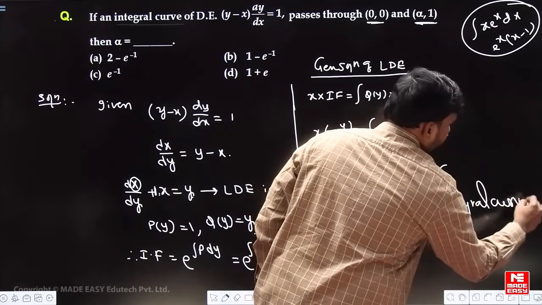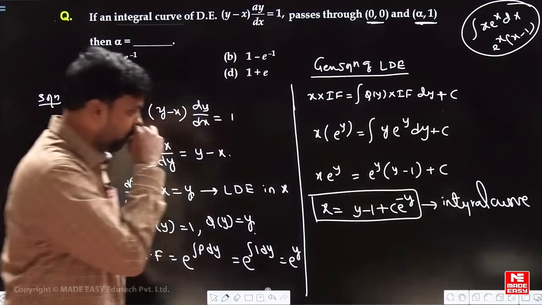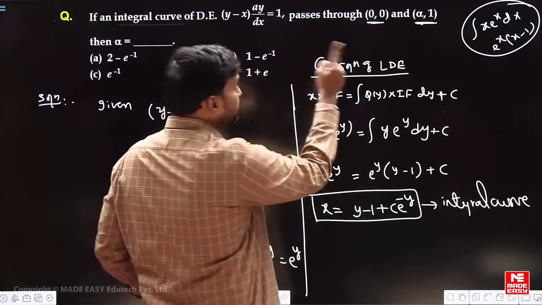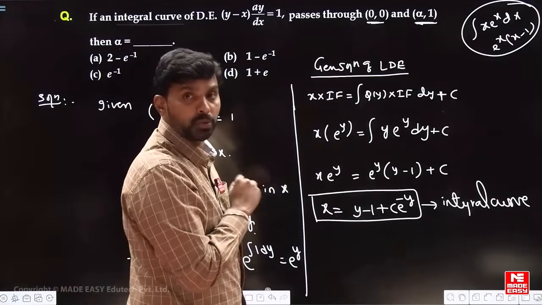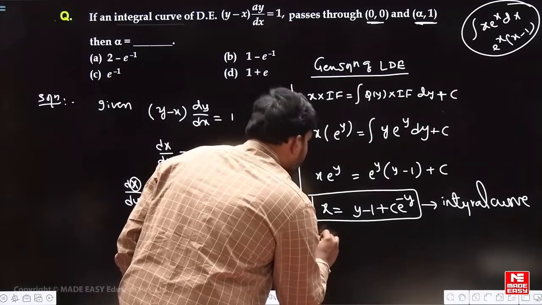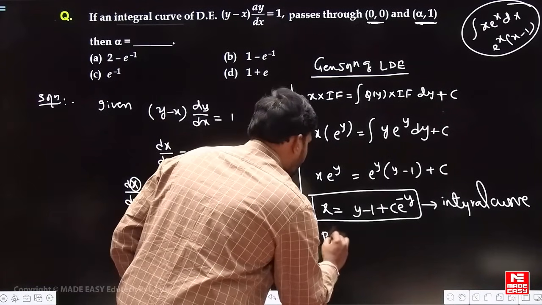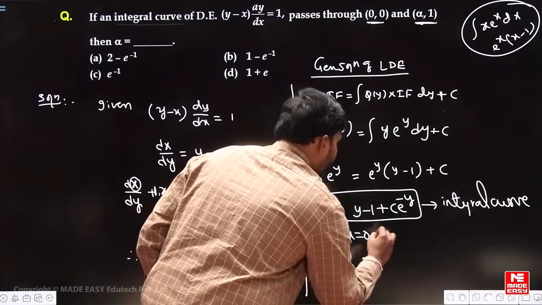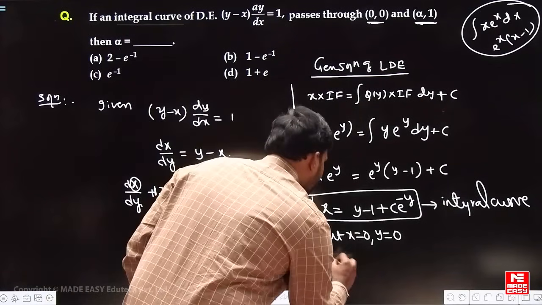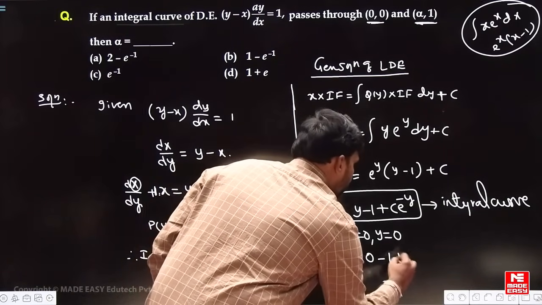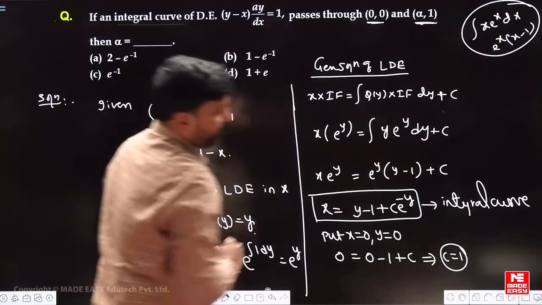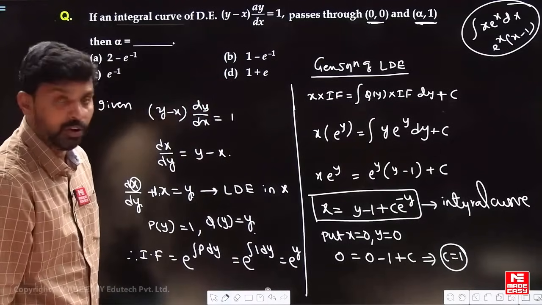This is the integral curve of the differential equation. Now, saying that it passes through (0, 0), since it passes through (0, 0), it has to satisfy it. Yes. So put x equal to 0 and y equal to 0 here. Then what you get is 0 equals 0 minus 1 plus c. So from this you get c equal to 1.